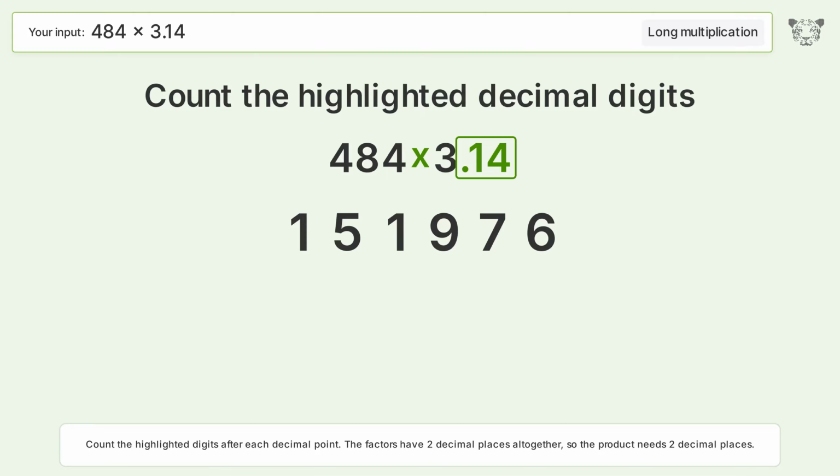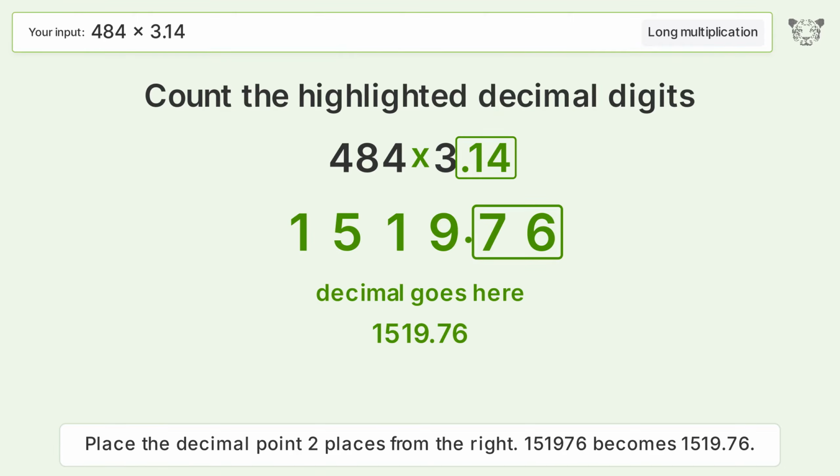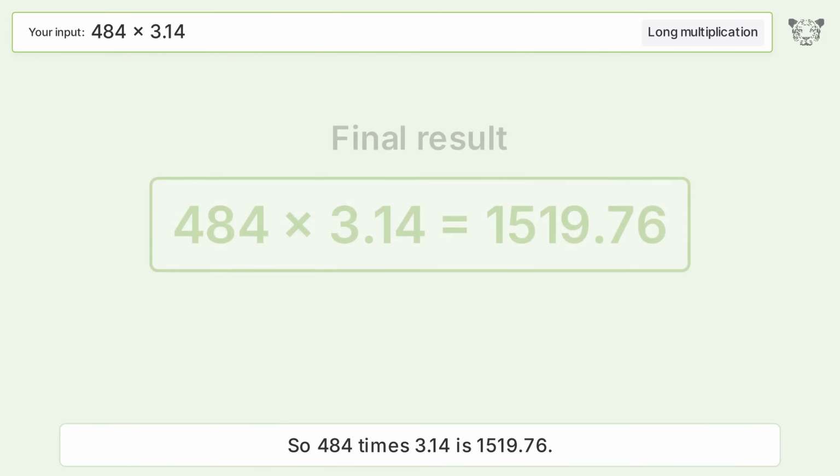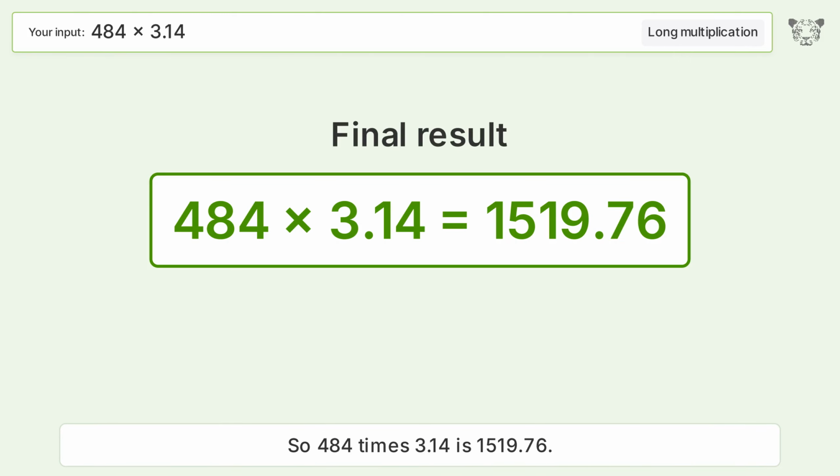The factors have 2 decimal places altogether, so the product needs 2 decimal places. Place the decimal point 2 places from the right. 151,976 becomes 1,519.76. So 484 times 3.14 is 1,519.76.